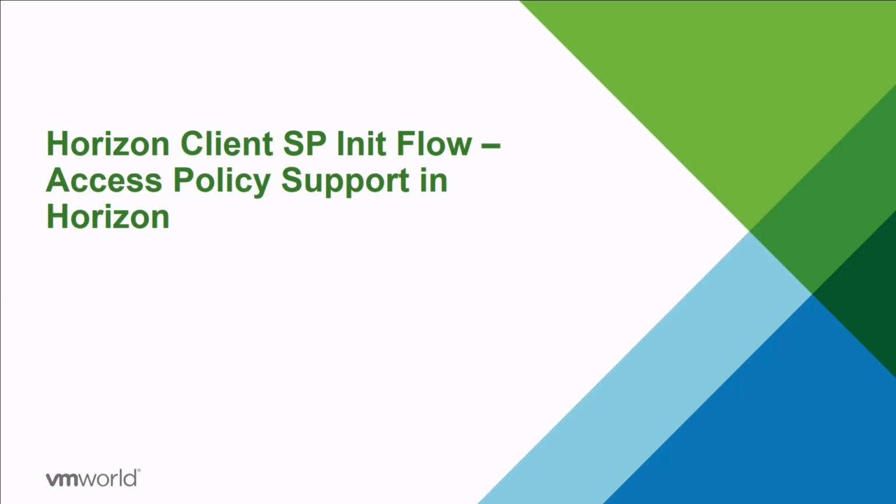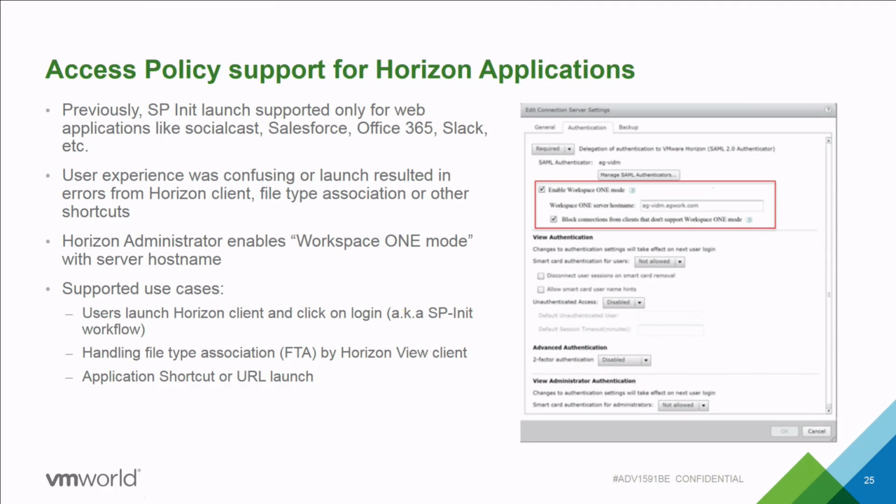So what we introduced in Horizon 7.2 is SP init, which basically means that if we start a Horizon application from both the web app as well as the Horizon client, and we're not authenticated yet, we'll first send you, the end user, to the Identity Manager portal, log him in, and as soon as he is authenticated, he will be directly directed to the application, either the Horizon client or, like I mentioned, the web app. And we'll cover that in the demo as well.